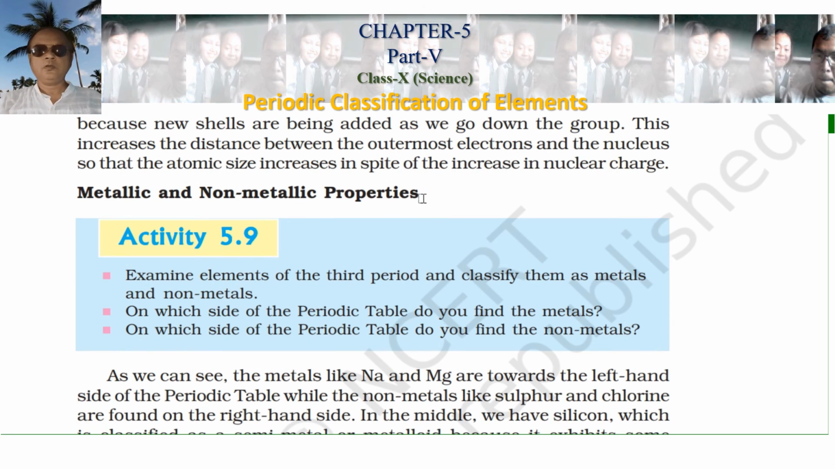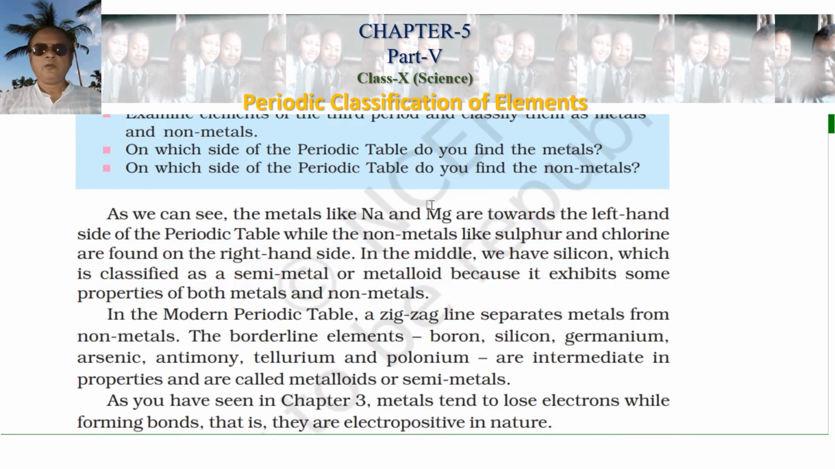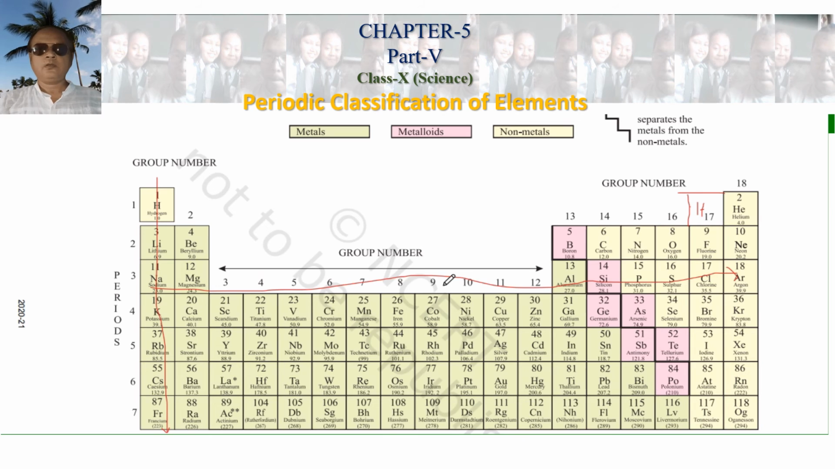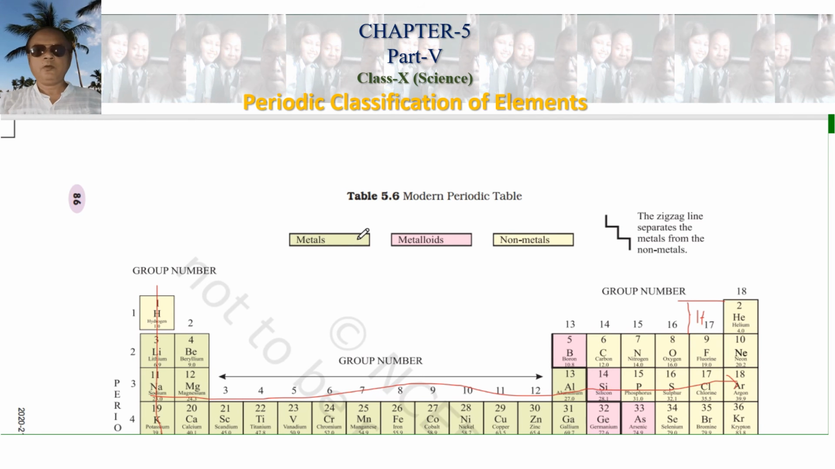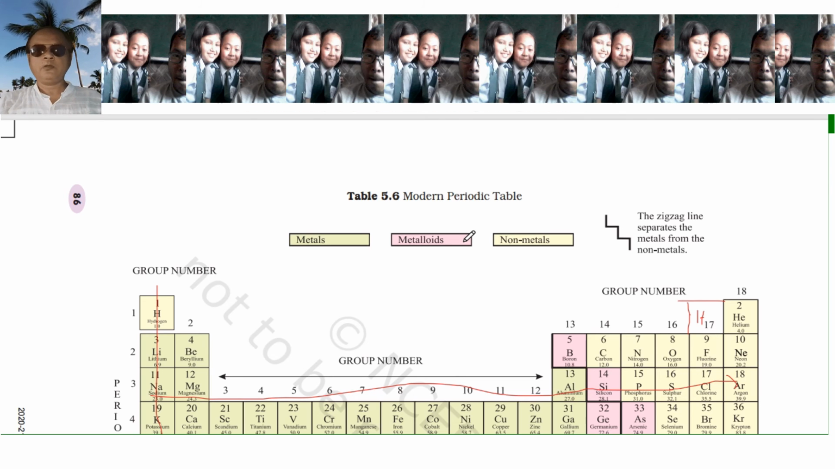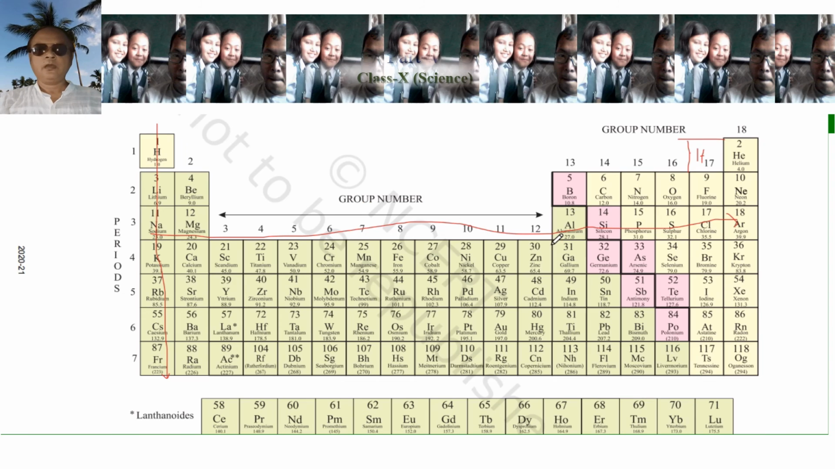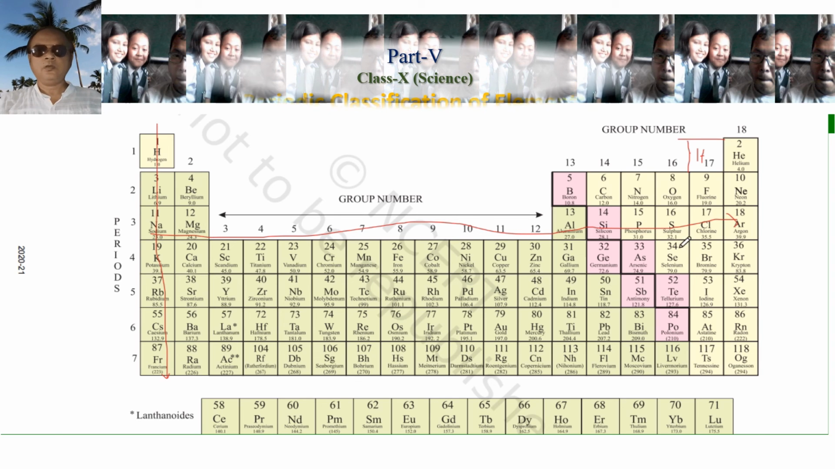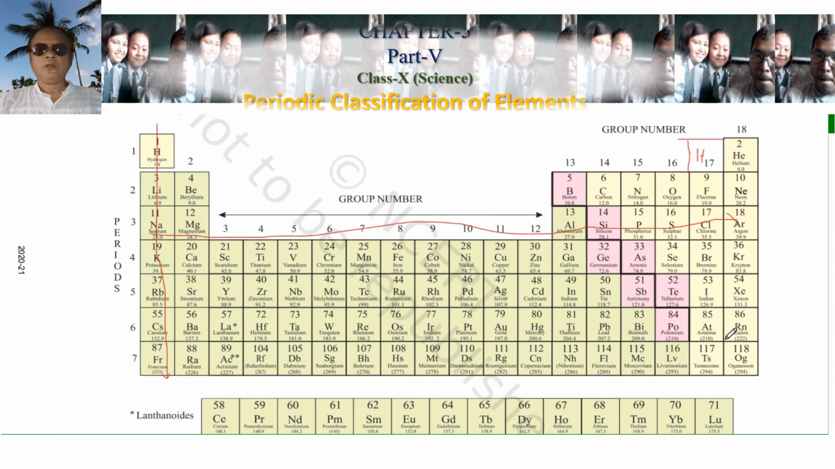Metallic and non-metallic properties. In the periodic table, you see metals are this color, metalloids are pink and non-metals are yellow. So these are all metals, and these yellow ones are non-metals, and these are called metalloids.